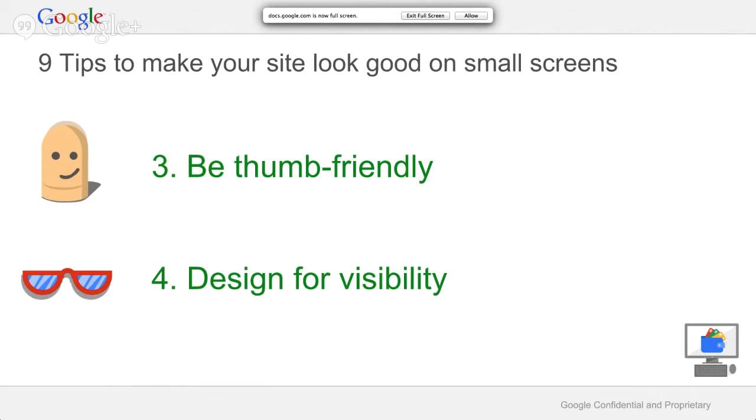The zooming thing is very important, because every time the user is zooming, they get lost off the center, right? So you don't want to make the user zoom in and out a lot. And the last point would be to use size and color to indicate link and button priority.